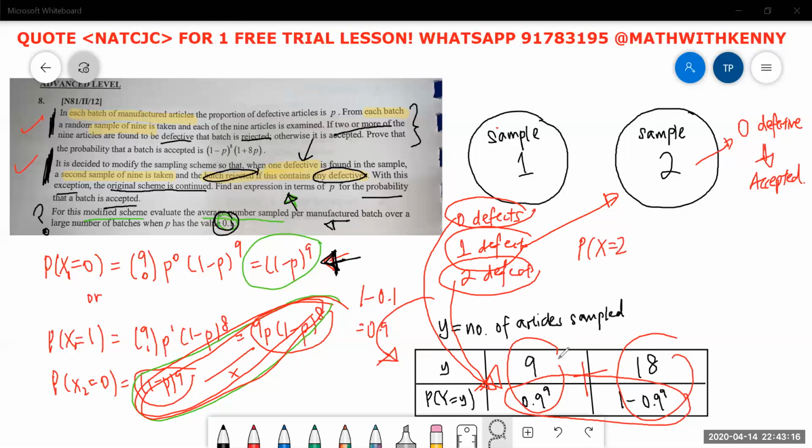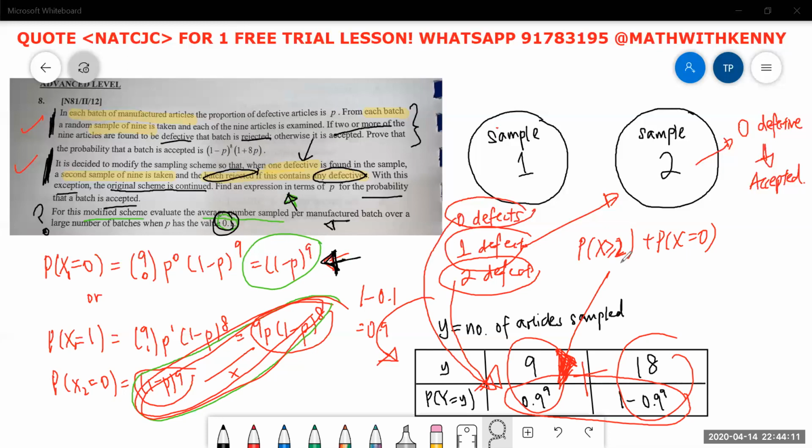No. For the probability here, it is actually P(X=2) plus P(X=0). Sorry, my bad. You have to find P(X greater or equals to 2), not 0, because you have 2 or more defects. Straight away, sample 1 will be rejected, which means you only test 9 articles only. Make sense to you?